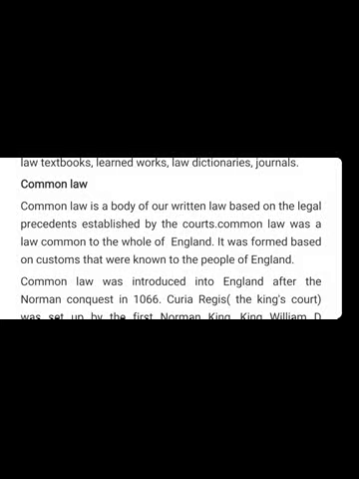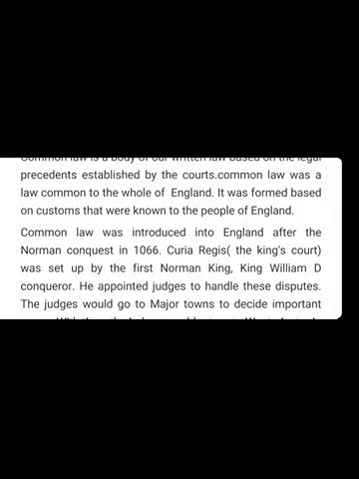Common law is a body of unwritten laws based on legal precedents established by the courts. Common law was a law common to the whole of England. It was formed based on customs that were known to the people of England. Common law was introduced into England after the Norman conquest in 1066. That is, the King's Court was set up by the first Norman king, King William the Conqueror.